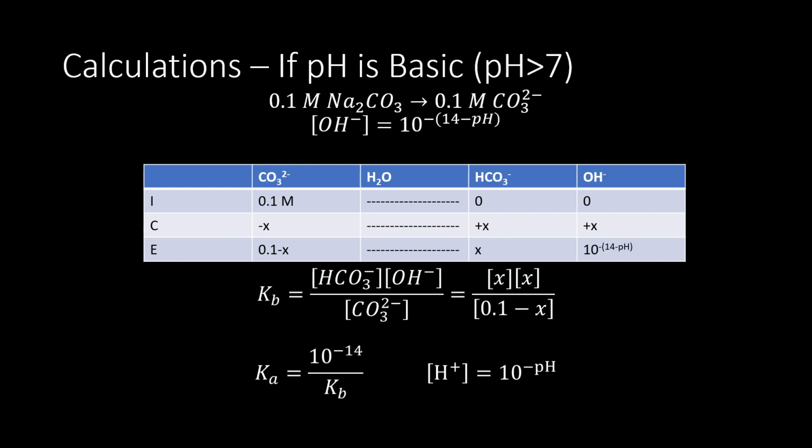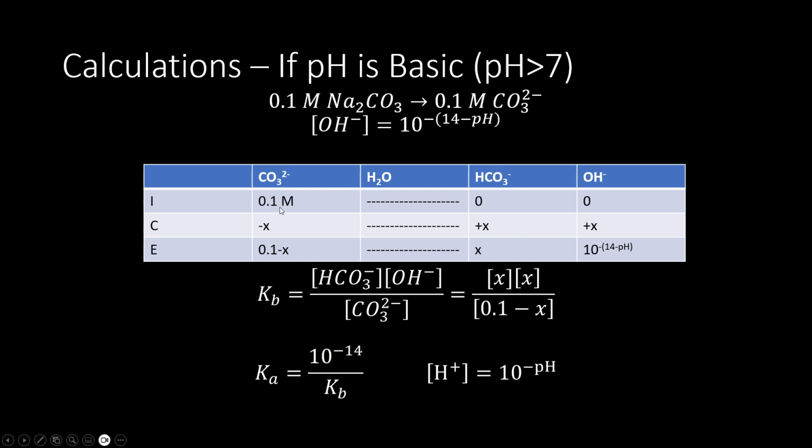Now, if you have instead a basic salt, your pH is above 7, well, here's how you start out that problem. Find your basic ion. Find its concentration, in this case, sodium carbonate. It's a one-to-one reaction between its starting compound and the amount of carbonate that is left. Here the equation is hydroxide ion concentration equals 10 raised to the negative (14 minus pH). You can quickly calculate hydroxide ion concentration by just plugging in the pH value you qualitatively find into this equation.